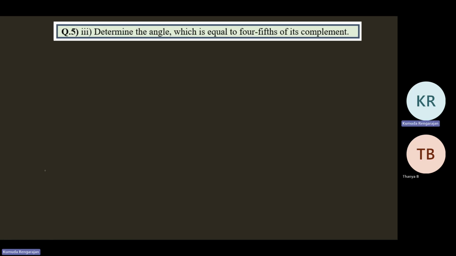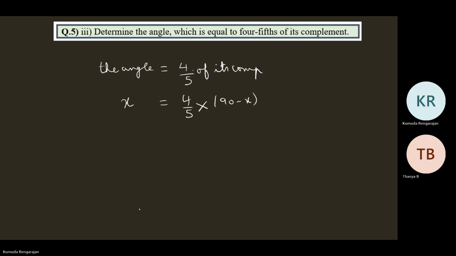Now construct the equation. So let's write the equation in words and then convert that to a mathematical equation. So the angle is equal to 4/5 of its complement. This is what is given. The angle x is equal to 4/5 of, means into, its complement 90 minus x. This is understood? Yes, ma'am.